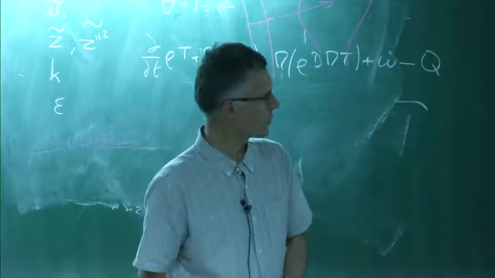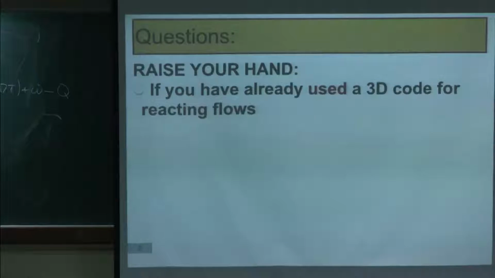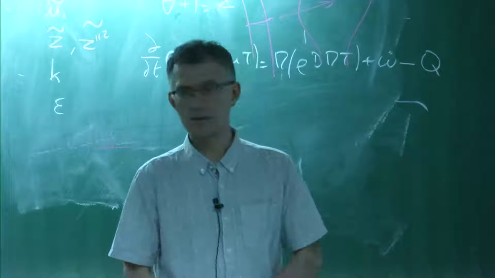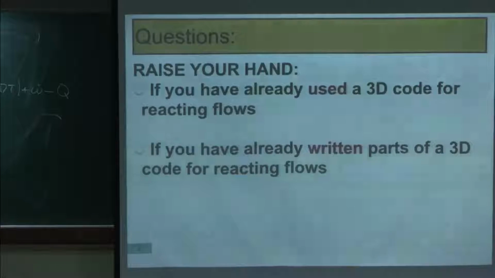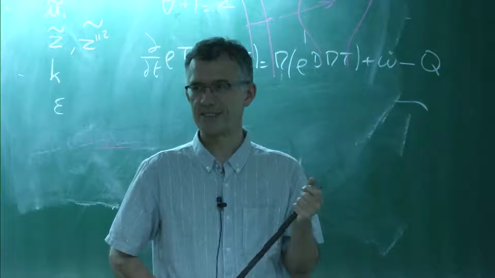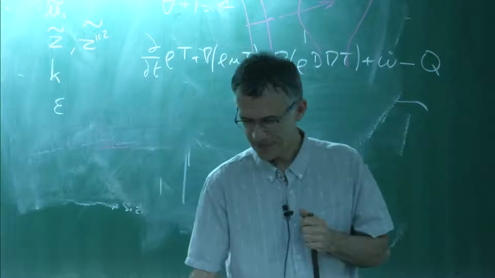So just a few questions here for the people in the room. Who is using or has already used a 3D code here? Not everyone, huh? And who has written parts of a 3D code? Less people, obviously. And who knows what the dispersion and the dissipation of a scheme is? The numerical guys normally, huh? That's their job.